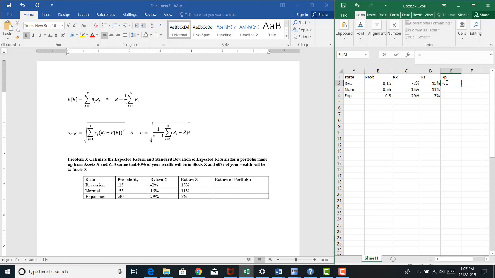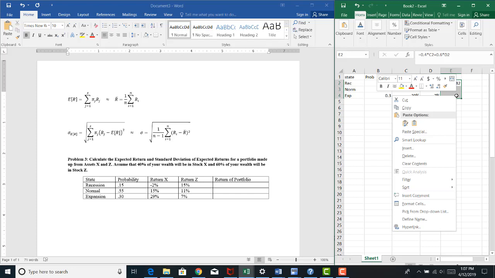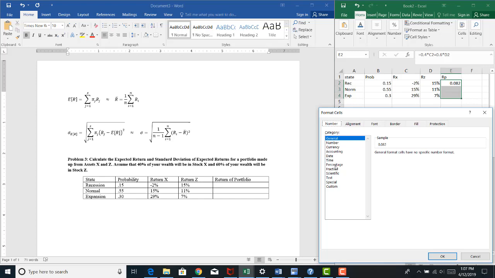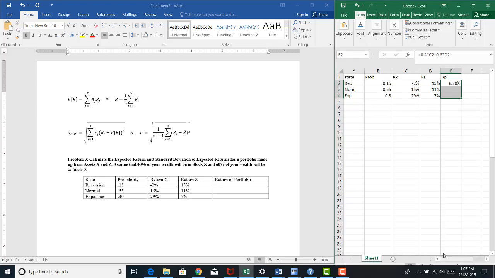So let me do that real quick. I'm going to take 0.4 times negative 2%, plus 0.6 times 15%, and I get a return for the portfolio in the recessionary state of 8.2%. Let me format these in percentage. Does that make sense? I need to do this for each of the economic states, and once I have this done, then I can calculate the expected return and the standard deviation of expected returns for the portfolio.